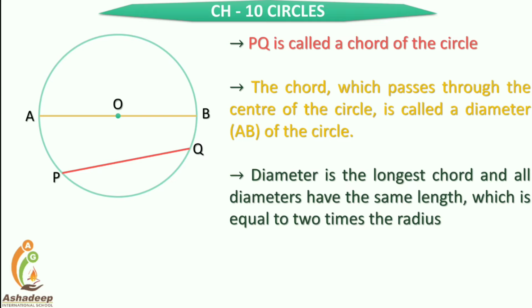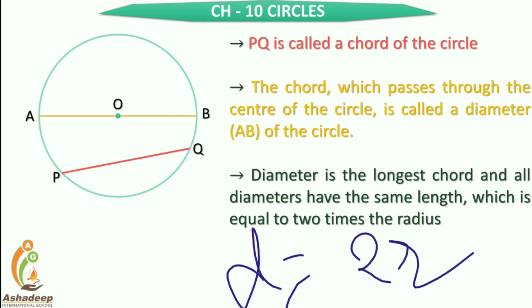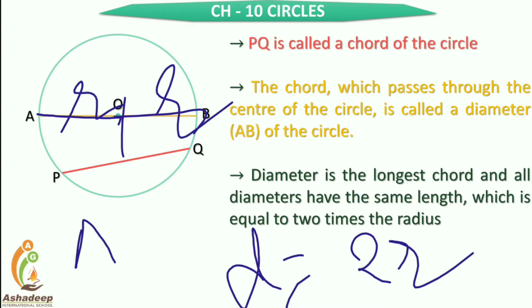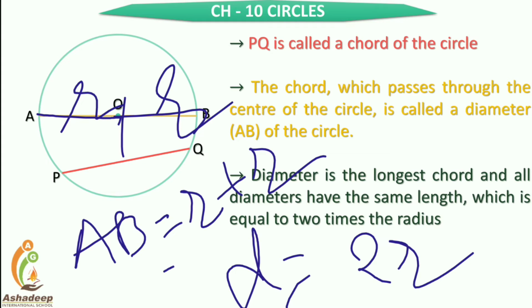And all the diameters have the same length, which is equal to 2 times the radius. What does it mean? It means diameter is equal to 2 times the radius. This is simple. This is R. This is also R. Now if I add AO plus OB, it is going to be AB. So AB is going to be R plus R, which is 2R.